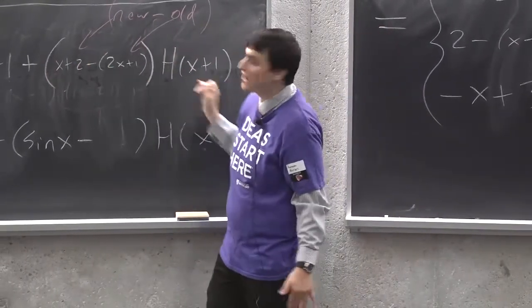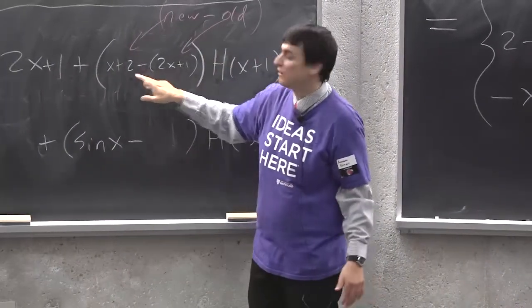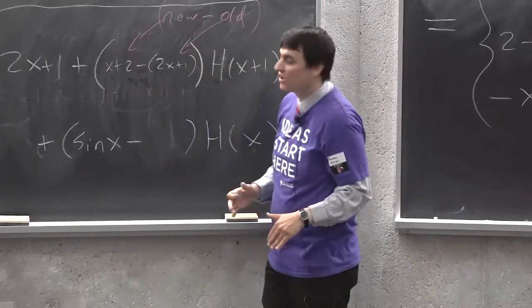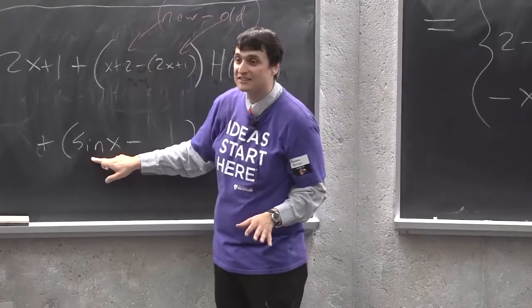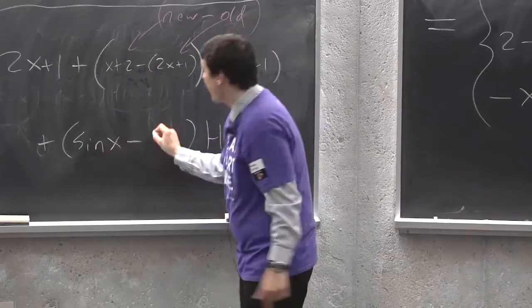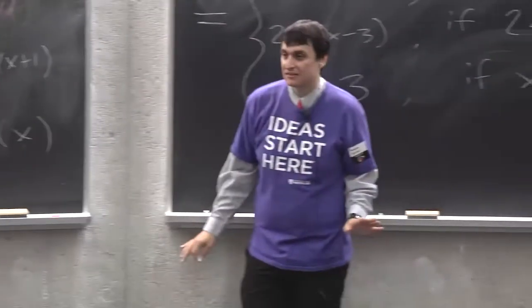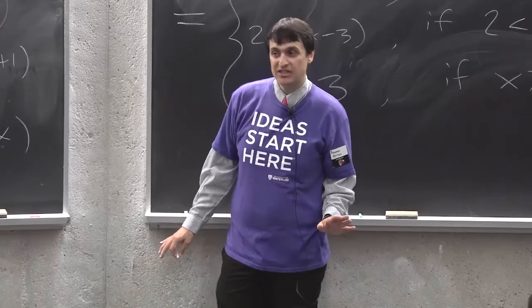So if I want to capture everything, I get 2x plus 1 plus x plus 2 minus 2x plus 1, which is, that stuff is gone. So I just have the x plus 2 for now. And then I say plus sine x, but I don't want to have the x plus 2 anymore. So I have to subtract what was there before and only that. Does that make sense?